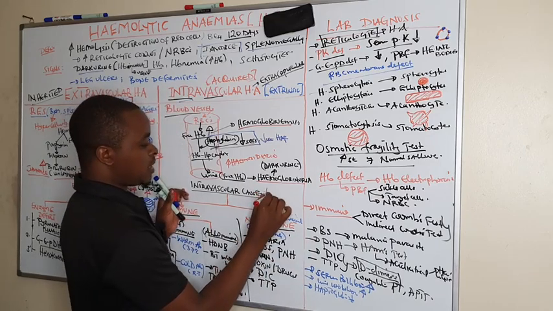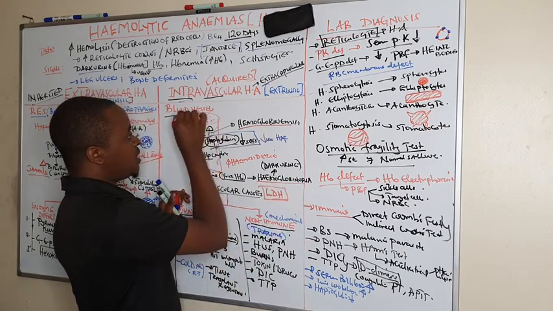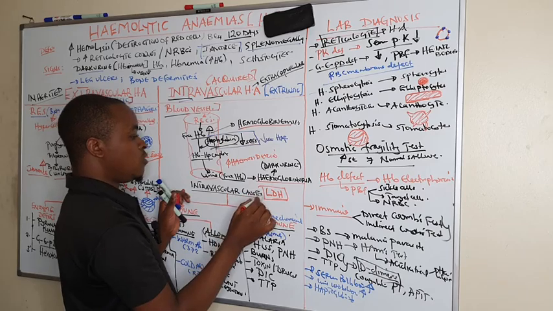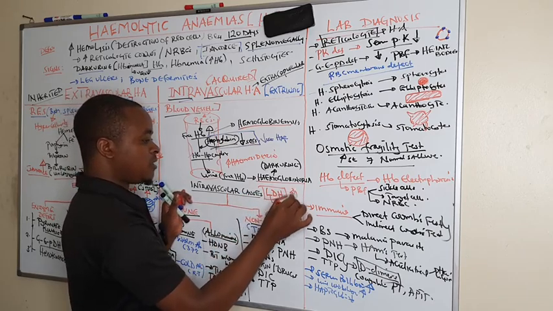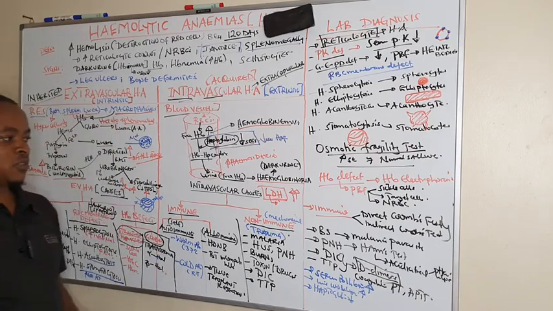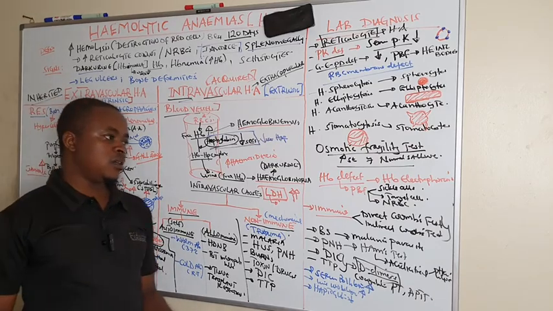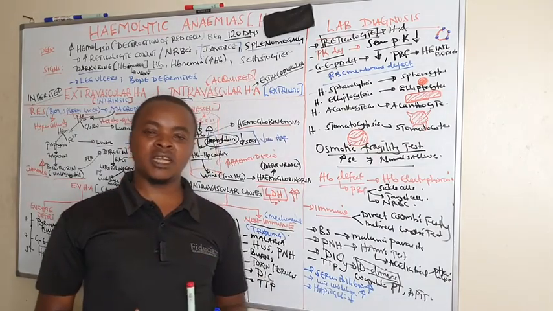We can also go ahead to do LDH. Another test we can do is lactate dehydrogenase. Because of increased hemolysis of red cells in the blood vessel, we are going to see levels of lactate dehydrogenase increased in serum. So we can even do serum lactate dehydrogenase. So these are some of the laboratory tests that we can perform on hemolytic anemias.